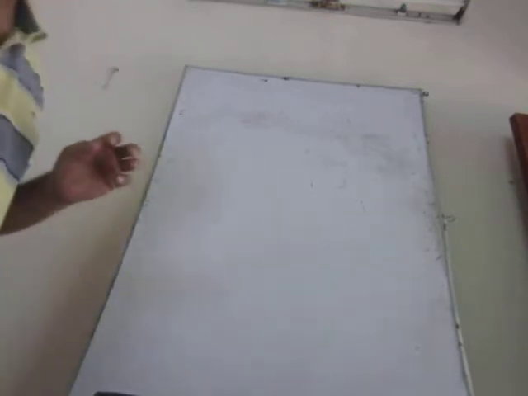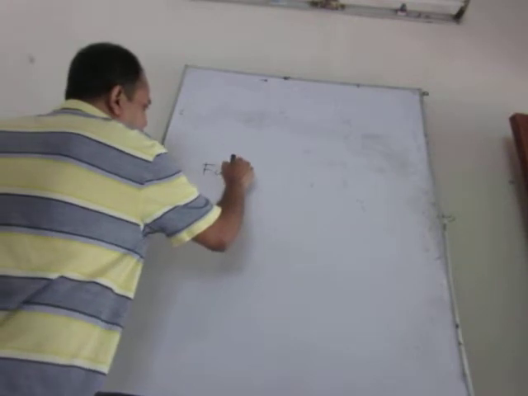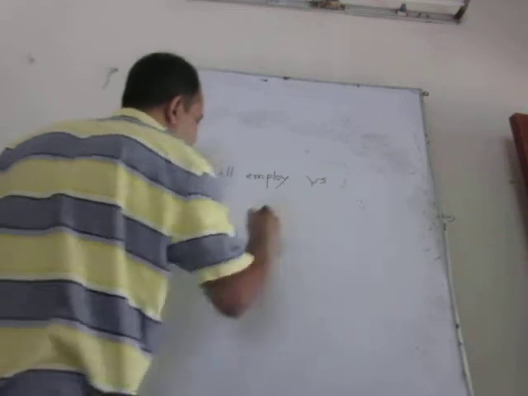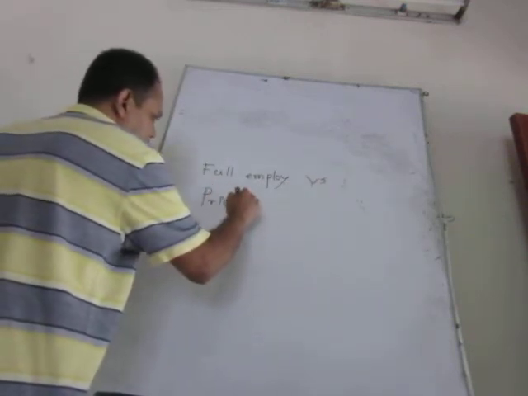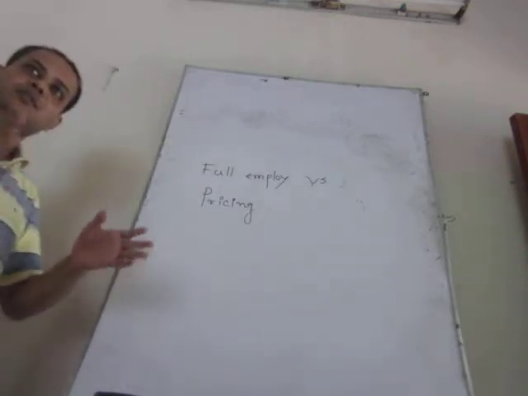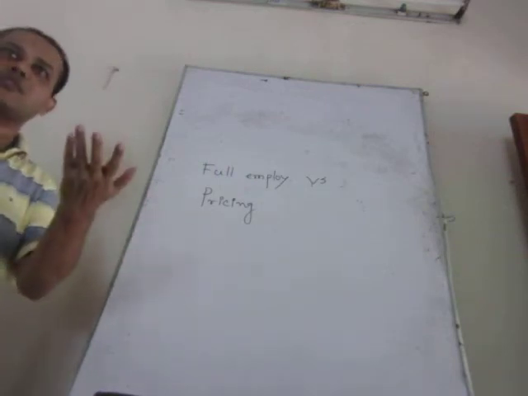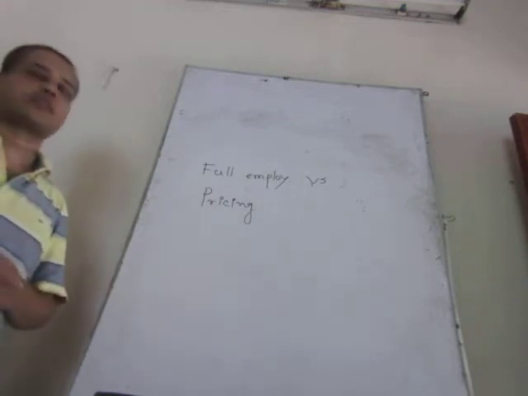Example is, see, that is full employment versus pricing stability. It is the government's objective to make employment such that anyone who wants a job, who is searching for a job, can have a job. That is full employment. That means utilizing the resources.